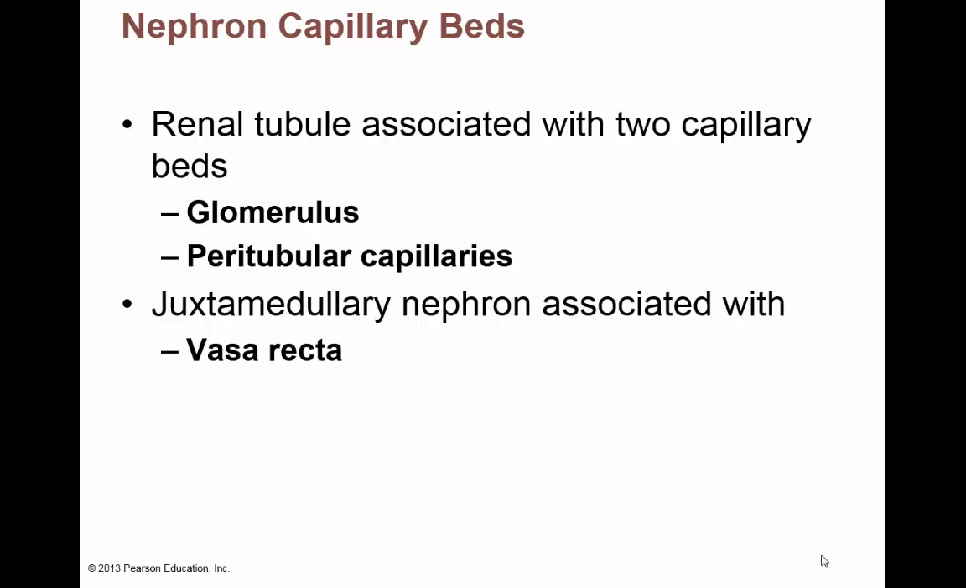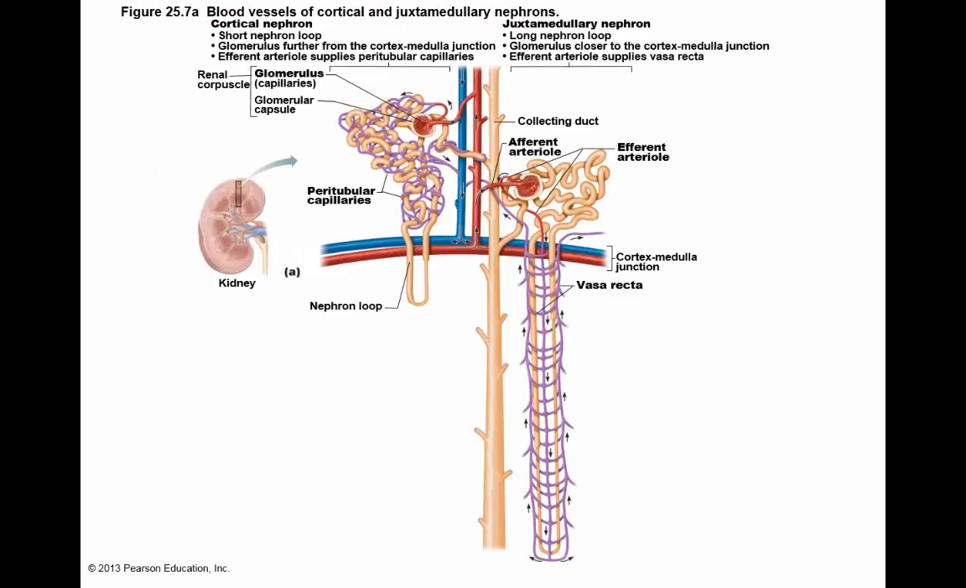Now, we already kind of said this. Every part of the renal tubule is associated with two capillary beds. There's always going to be a glomerulus capillary. And if you are a cortical nephron, you're going to have those peritubular capillaries. If you're a juxtamedullary nephron, you're still going to have a glomerulus. However, instead of having the peritubular capillaries, your capillary is known as the vasa recta, this part that surrounds that nephron loop. So you both still have the glomerulus. One has the vasa recta, and the cortical has the peritubular capillary.